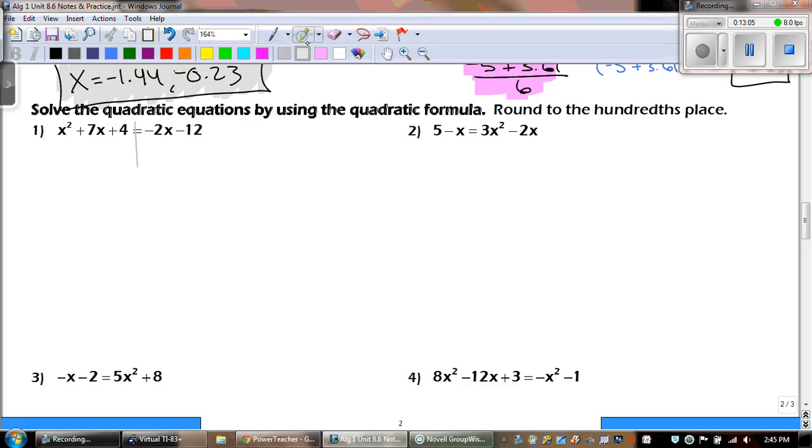Okay, so I want my quadratic term to be positive, which it is. So now I'm going to move everything to the other side. So plus 2x plus 12 plus 12. This has to be set equal to 0. And we get x squared plus 9x plus 16. Okay? So we need to write down that a equals 1, b equals 9, and c equals 16.